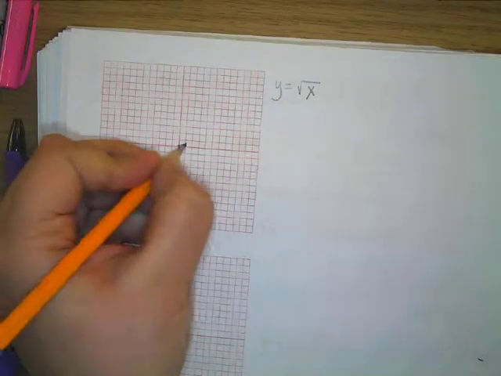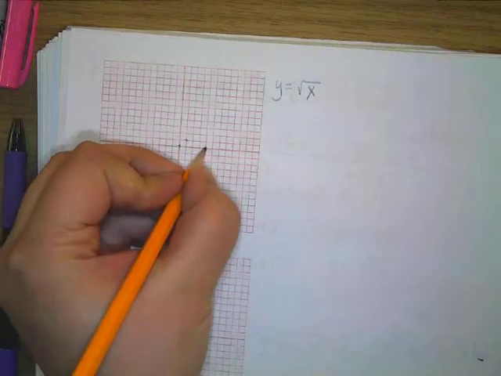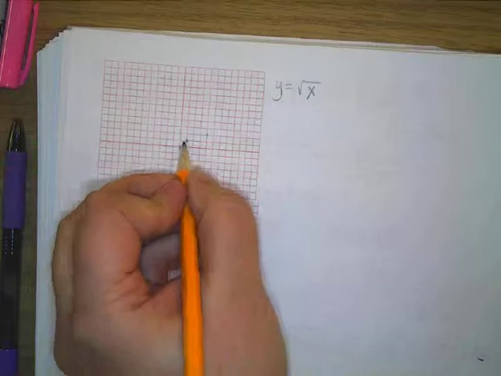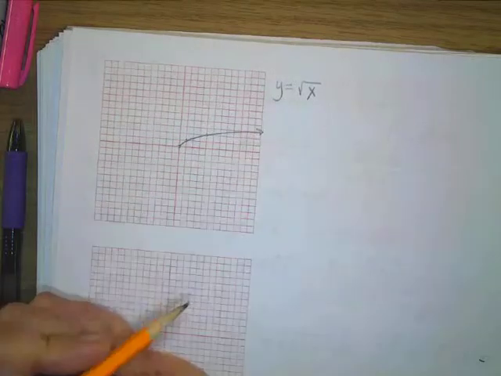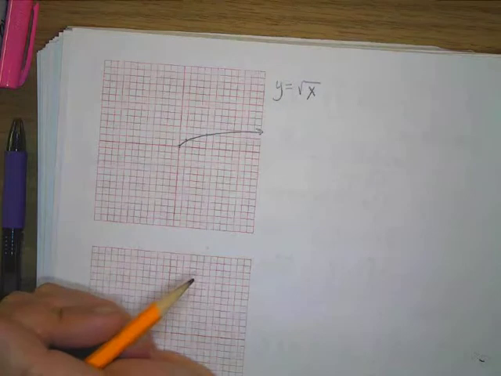What if I put a 1 in? What's the square root of 1? 1. What's the square root of 4? 2. And then you can keep going. It looks like half of a sideways parabola. Is that okay? So that's the parent function.